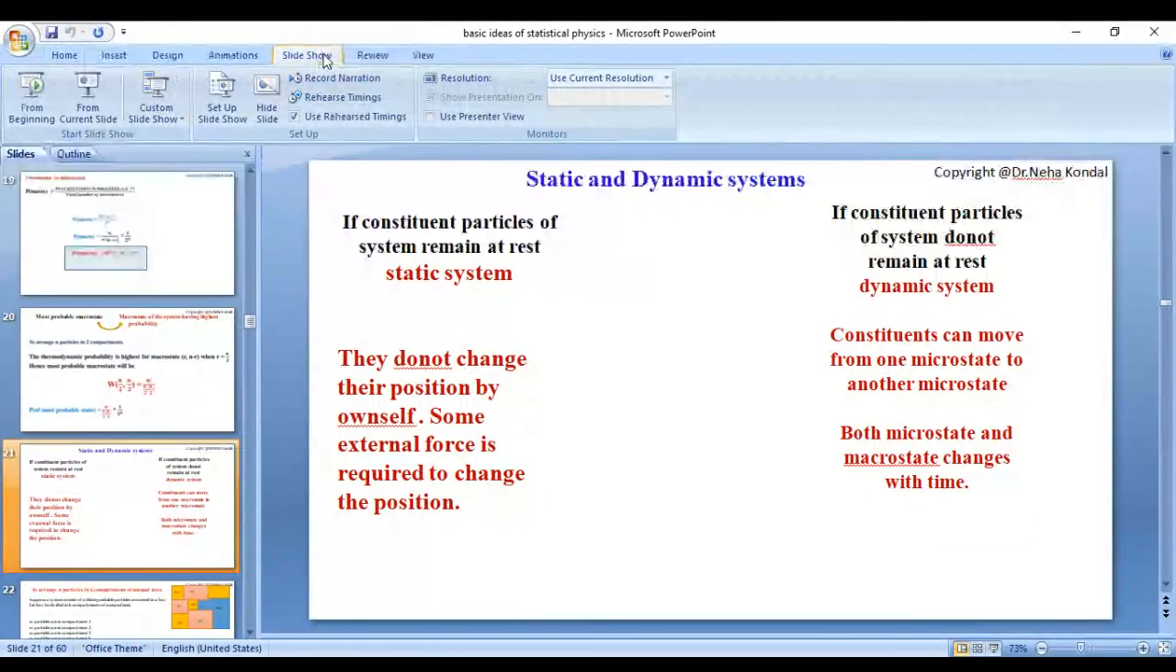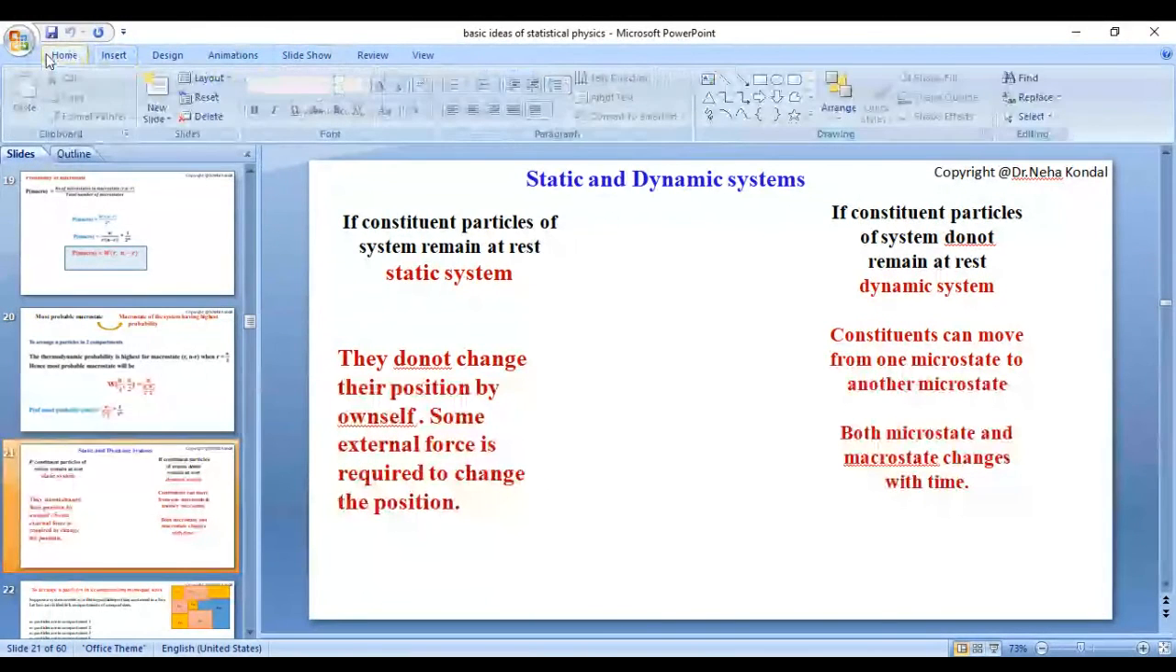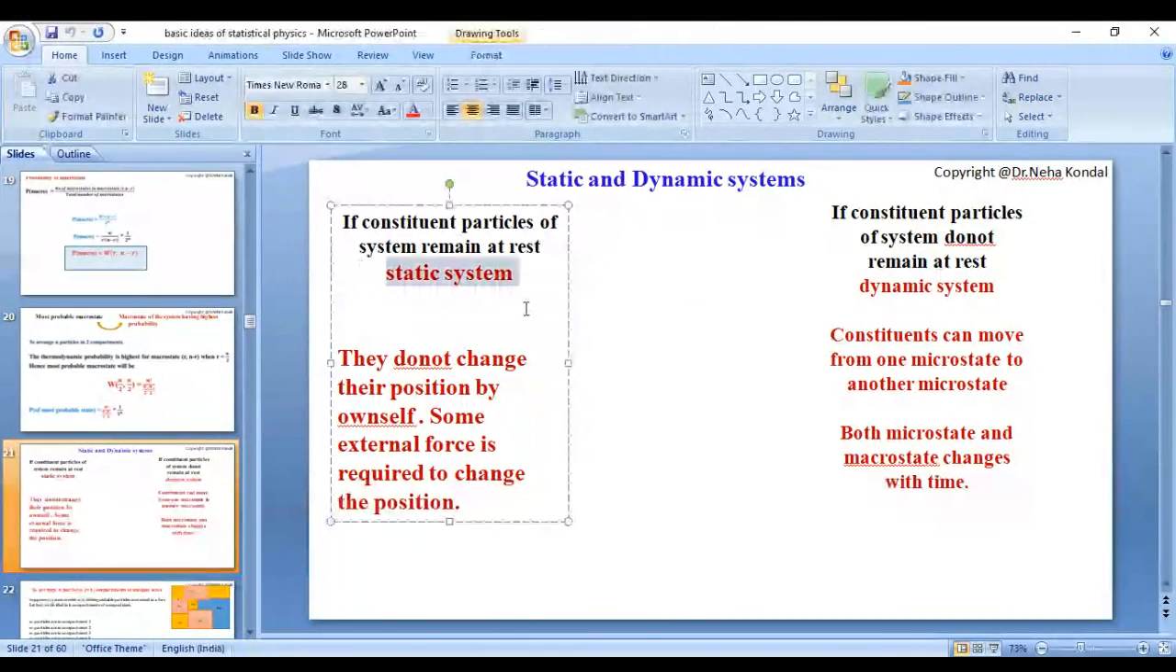A static system. What do you understand by static and dynamic system? Any system whose constituent particles are at rest is called a static system. And if the constituent particles do not remain at rest, they are called a dynamic system. In a static system, the particles cannot change their position by themselves. Some kind of external force is required to change their positions.